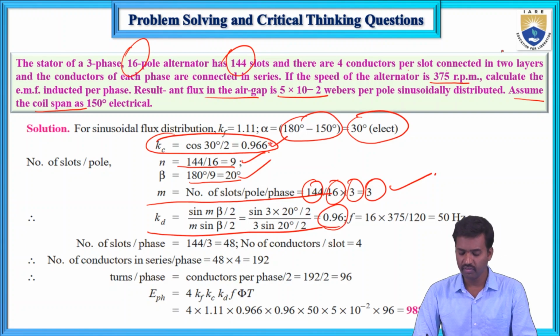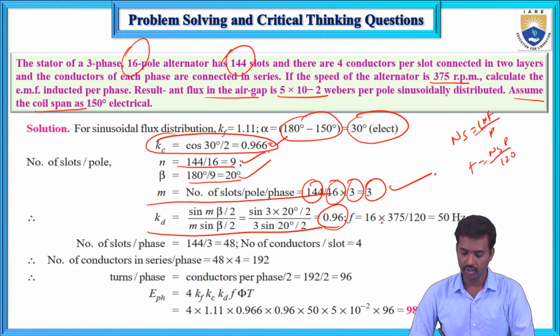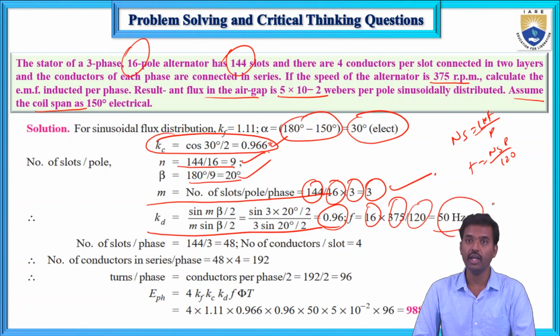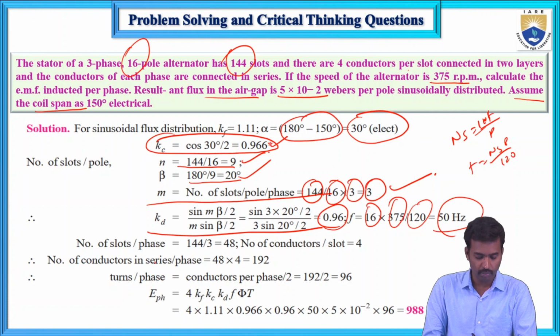Now what about the frequency value? Ns equals 120 F by P, and F equals Ns into P by 120. So here P is 16 and N is the speed 375, and divided by 120, this value is 50 Hz.